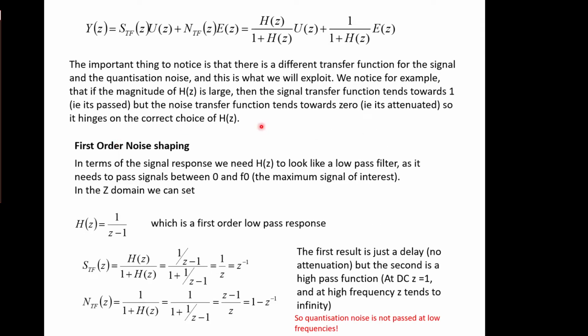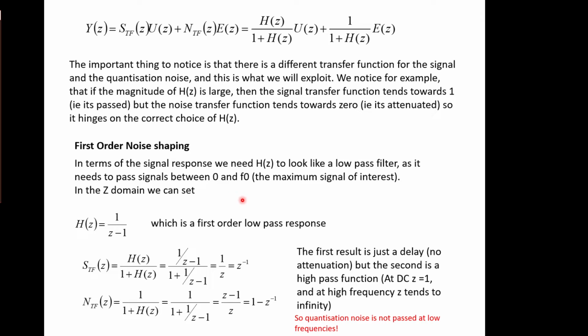We looked at this and decided that we wanted a low pass filter here to allow signal through our system, because our signal is at low frequency, and ideally a high pass filter for the noise up here, so that we can separate the two out and effectively filter out the quantization noise because of this system.